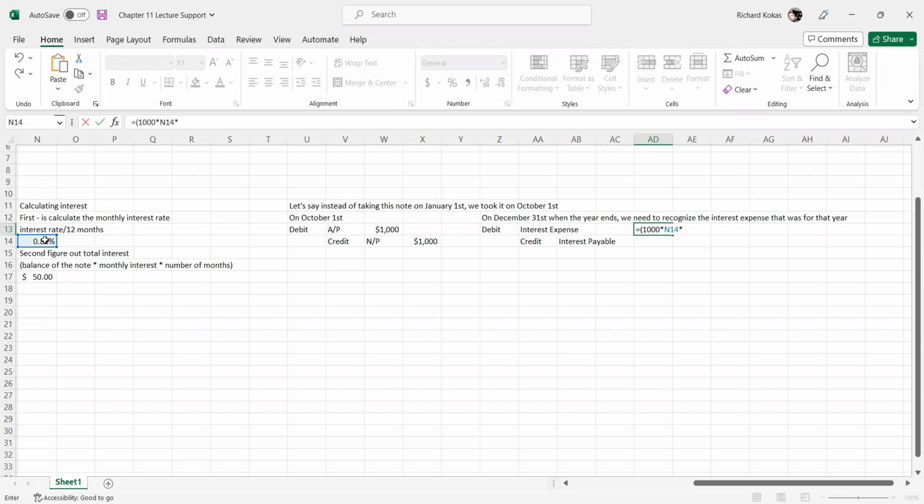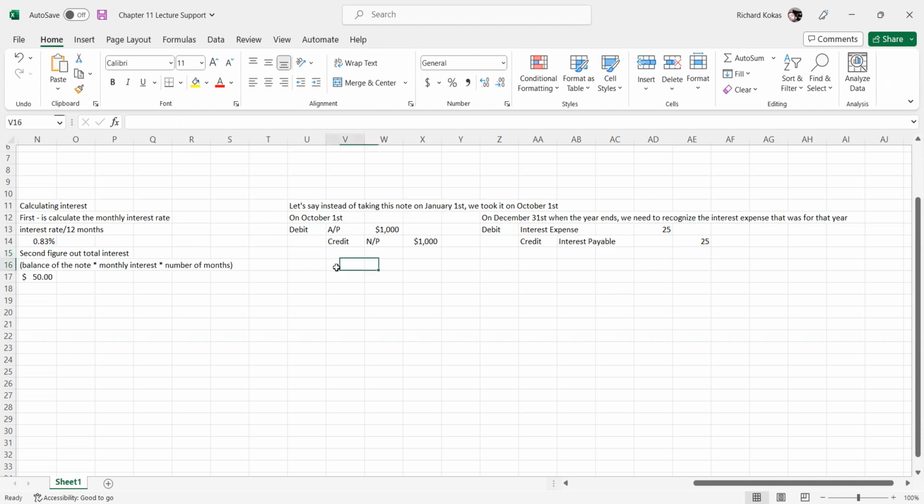Since we're at December 31st, all of December has passed. So we're going to say that's 3 full months. Okay, that's how it works. It's 3 full months, so we're going to do times 3. And that should be $25. So that's what we're debiting. We're saying, of this interest expense, 25 of it belongs in this past year. Again, let's say it's 2021.